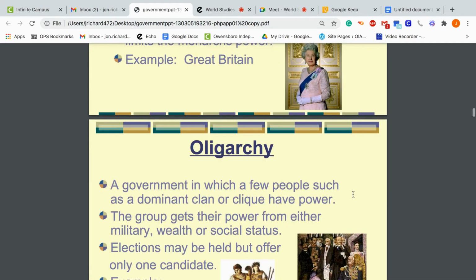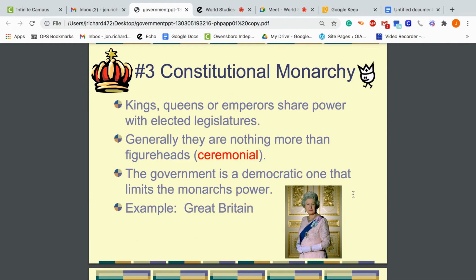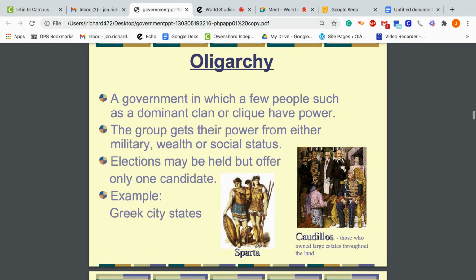All right, let's keep going. So those are our 3 autocratic or autocracies: dictatorship, absolute monarchy, and constitutional monarchy. So let's go on to our next type of government, which is an oligarchy.